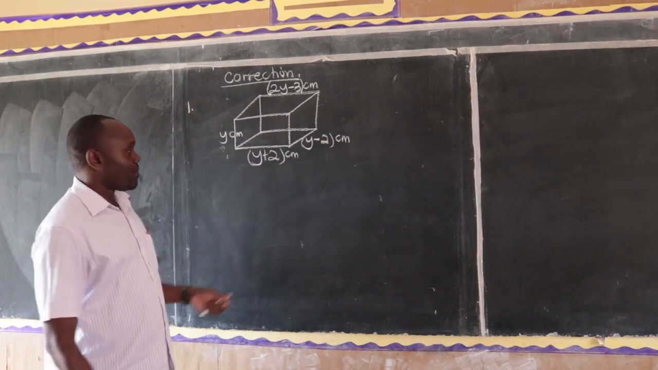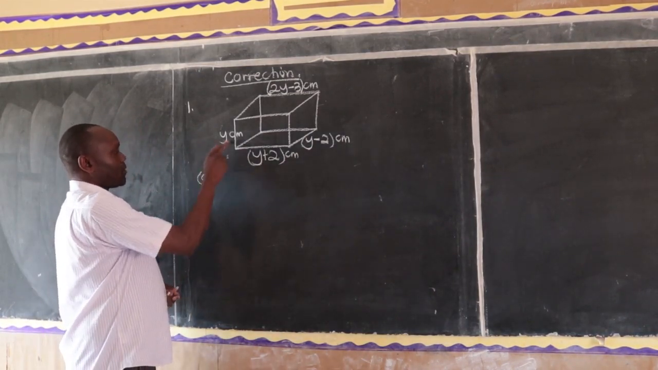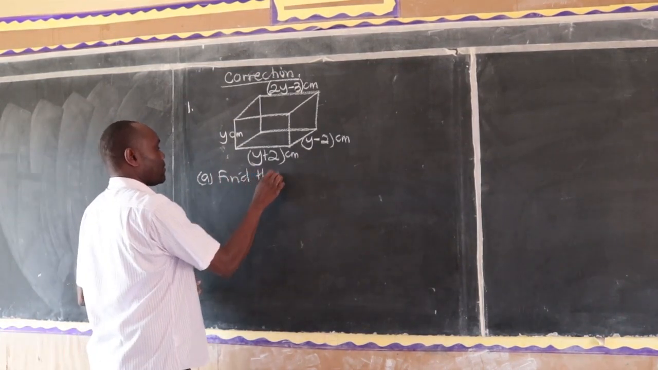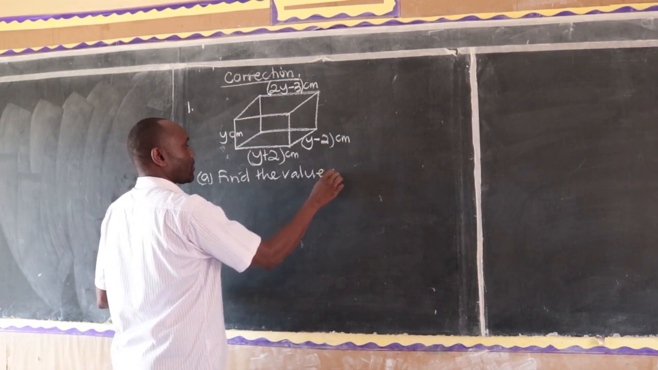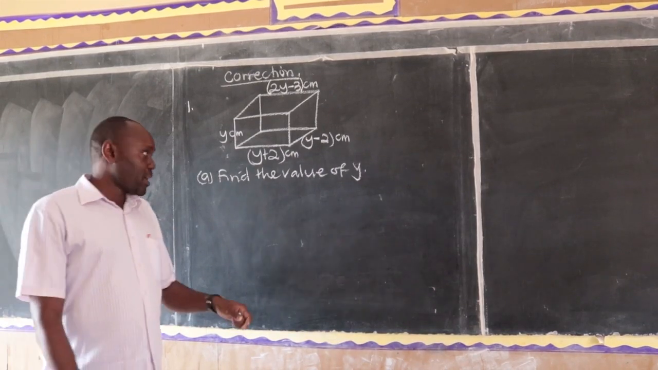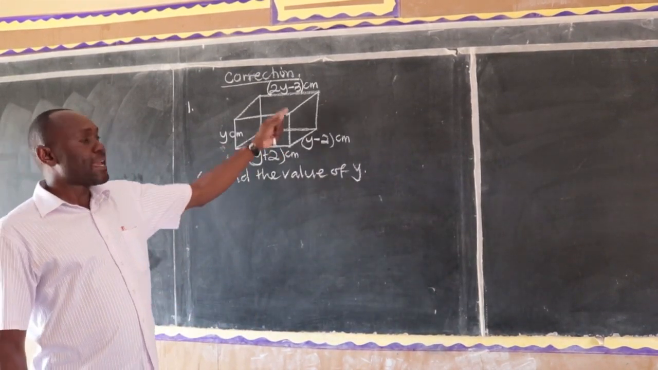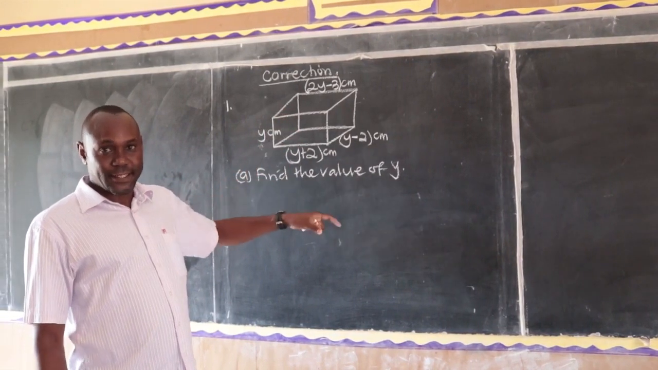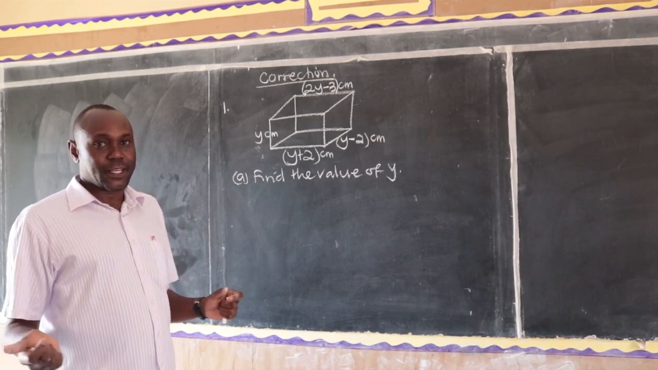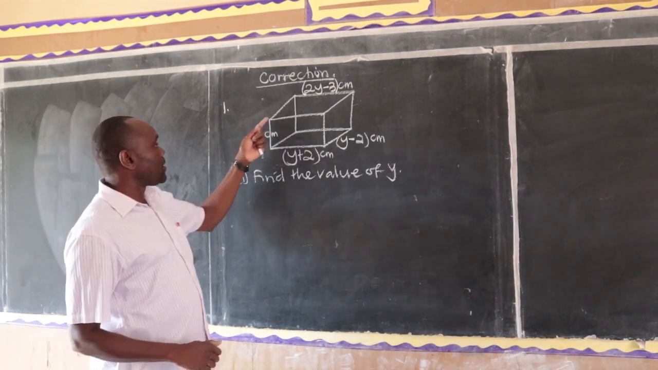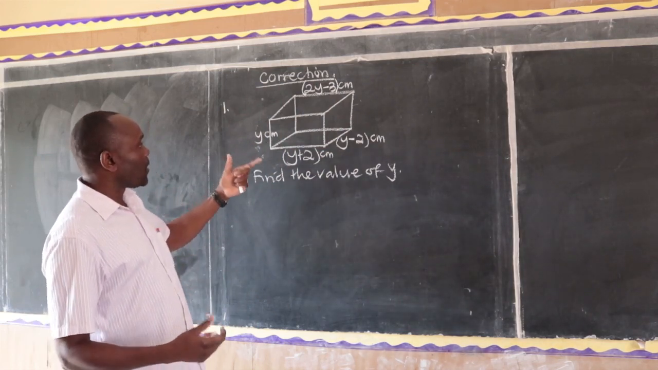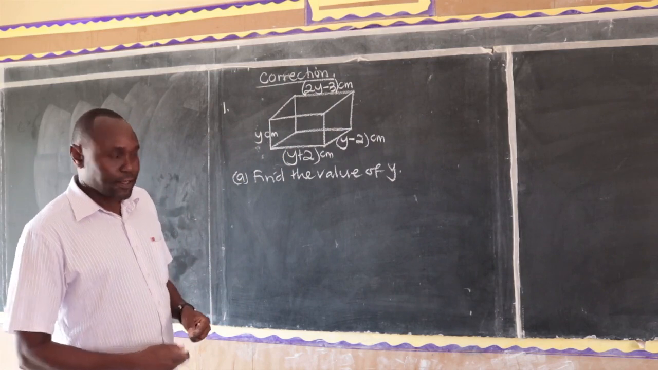So our question number one was this one. Question A said, find the value of y. So dear candidates, we are supposed to study these lines very well and see which lines are the same, because the equation has the left hand side and the right hand side. So when you look at these lines here, they are not all the same. So let us look at which two lines can make us form an equation.